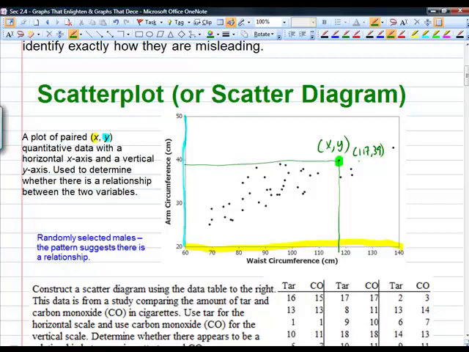The pattern suggests that there is a relationship between the waist circumference measured in centimeters and the arm circumference measured in centimeters. We say that there does appear to be a pattern because we see this general upward trend of things. As the waist size increases, it looks like the arm size is also going to increase.